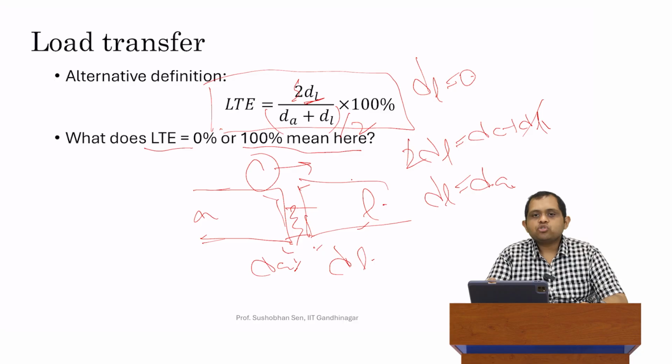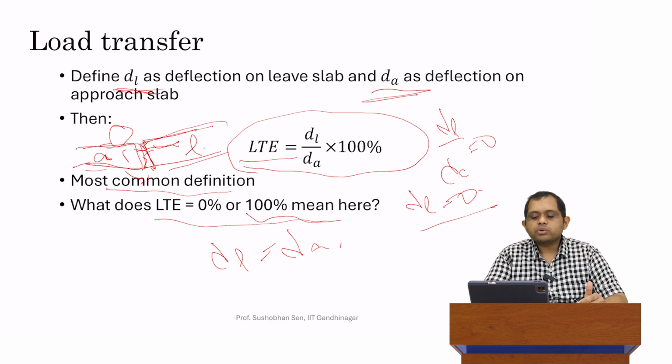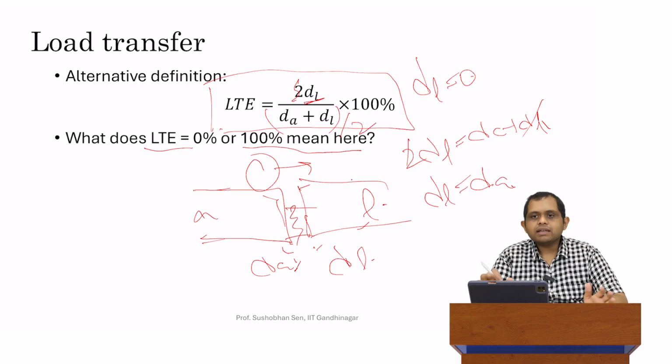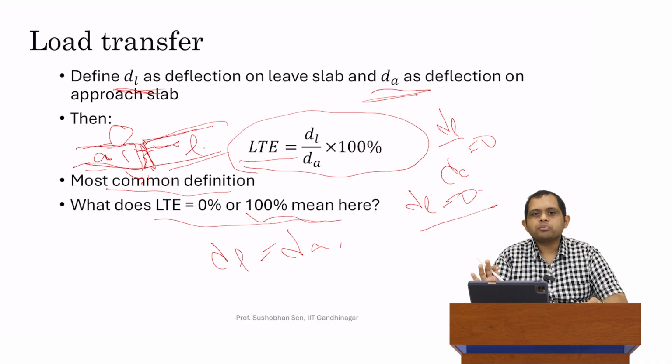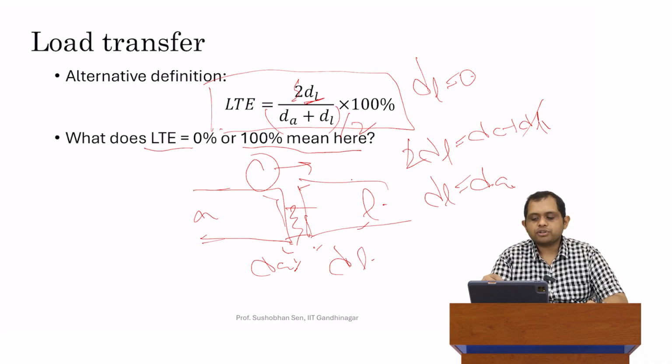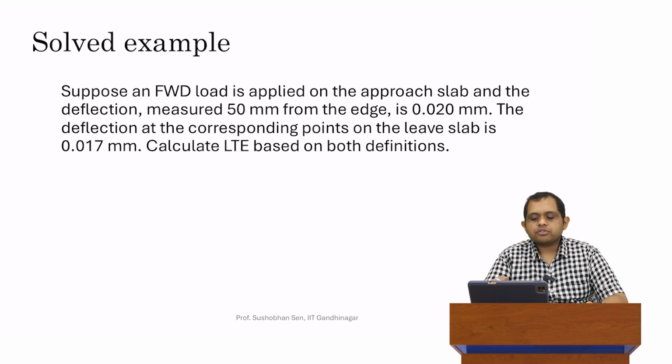Now, values in between don't have the same interpretation. As I said, LTE equal to 0 is very unlikely. LTE equal to 100 is also very unlikely. For values in between, the interpretation varies between these two definitions of LTE. But I will leave it to you to try to figure out what that interpretation would be. Again, depending on the application, different definitions are used. But the first definition I put over here is the most important definition, which you will find mostly used in the literature. So that's what it means to be able to have load transfer.